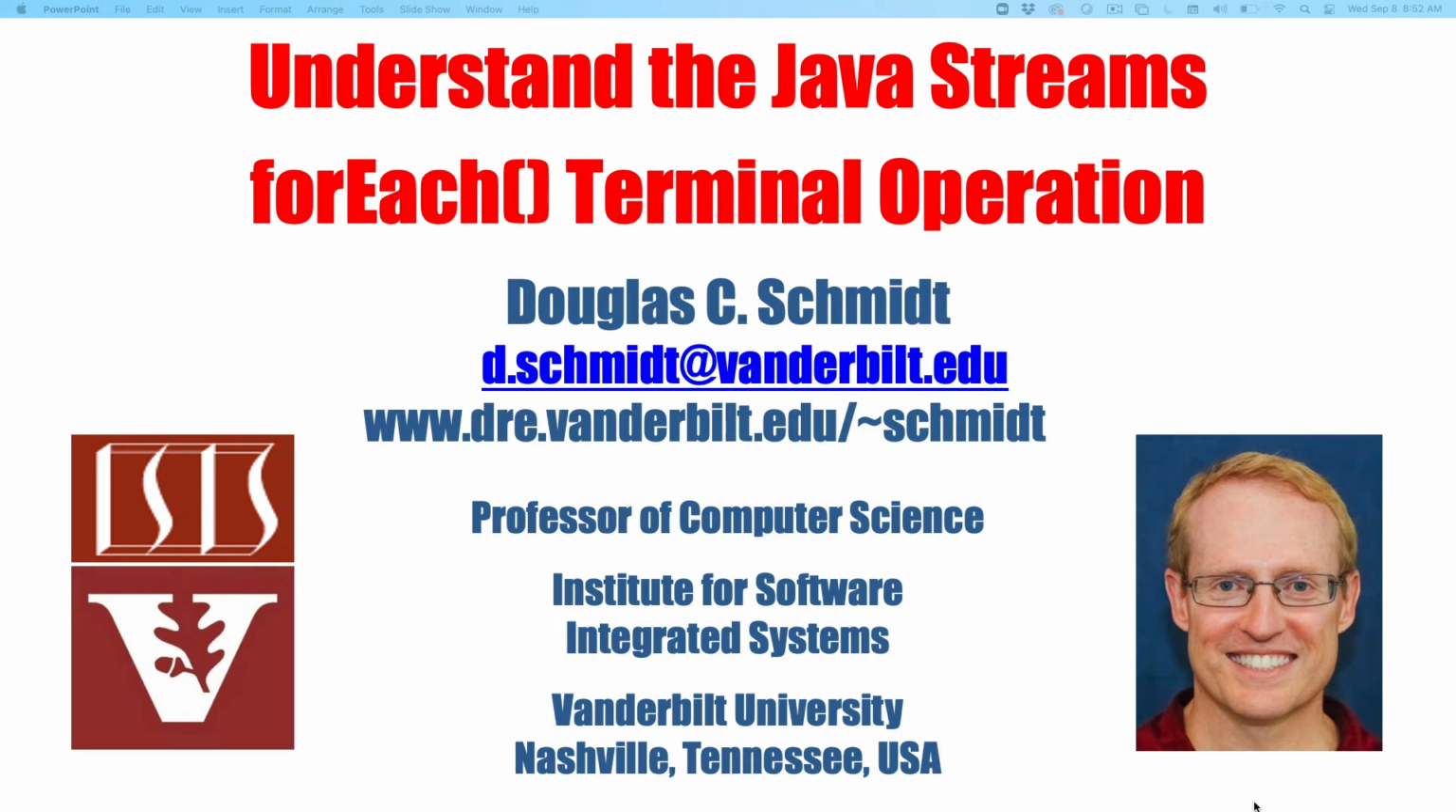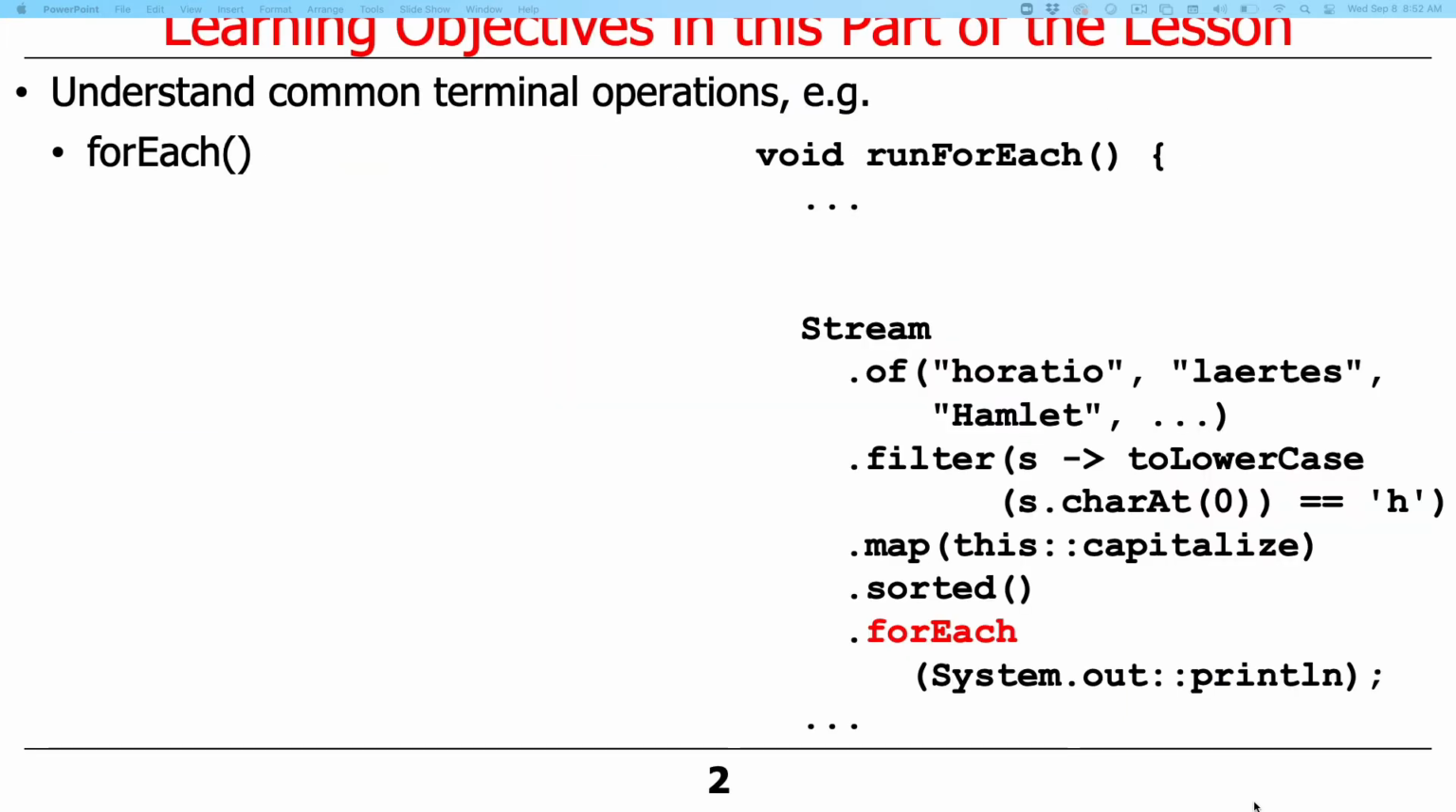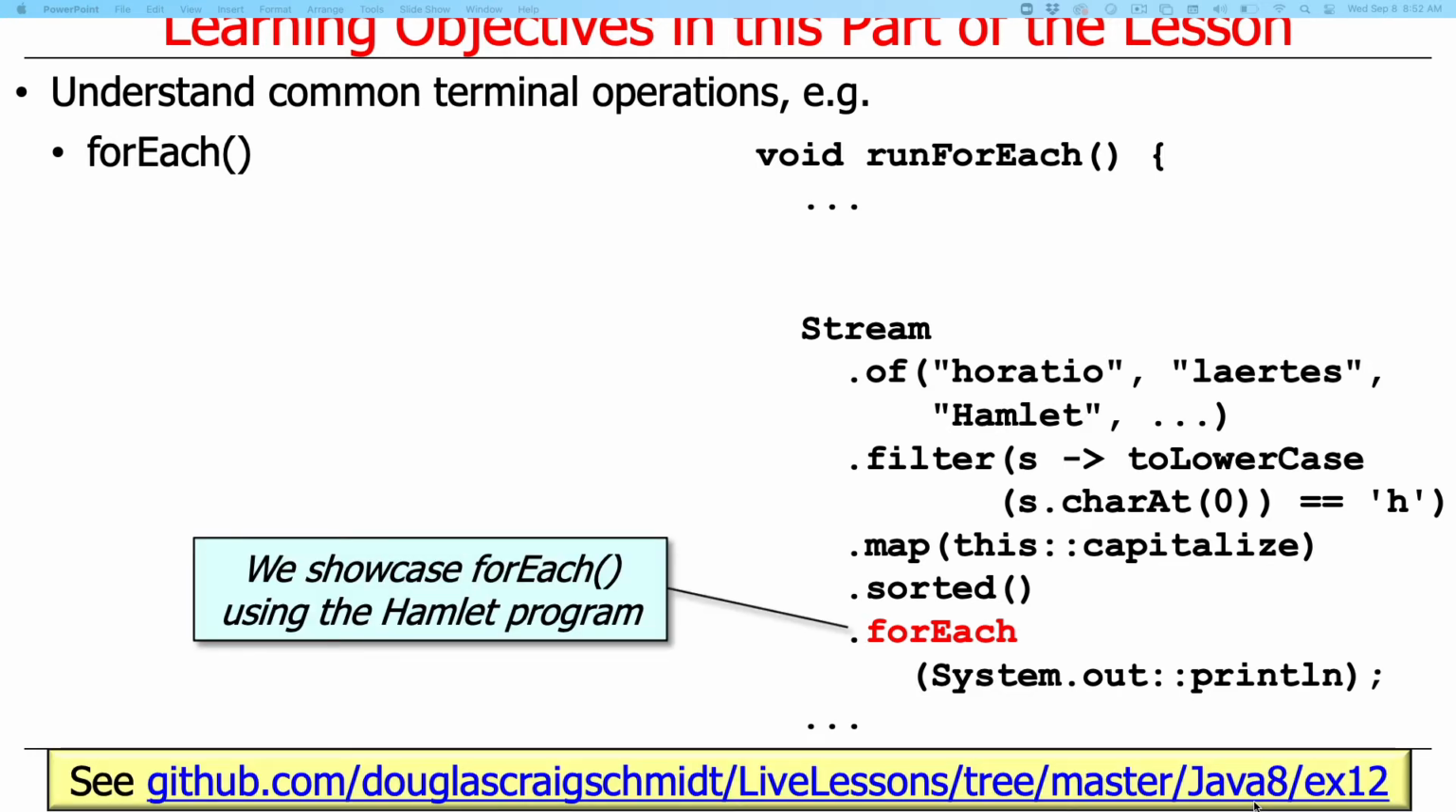So now that we've talked a bit about what terminal operations are in streams in general, let's start diving into some examples of terminal operations. And we'll start with one of the simplest ones, which is the forEach terminal operation. If you recall, the forEach operation doesn't return a value, and we're going to showcase forEach in the context of the Hamlet program that we looked at before.